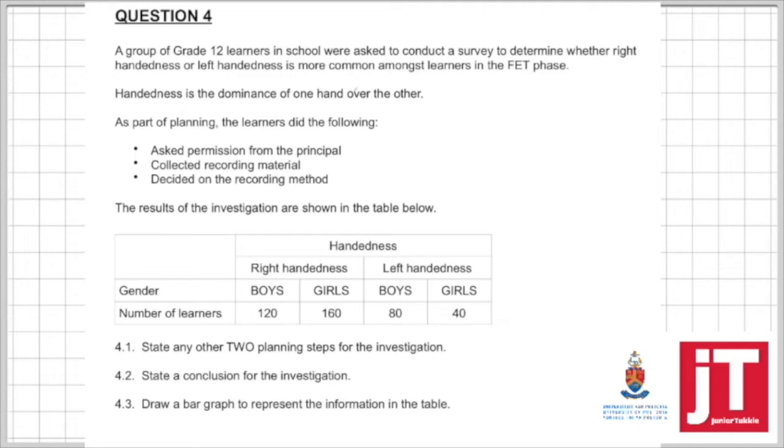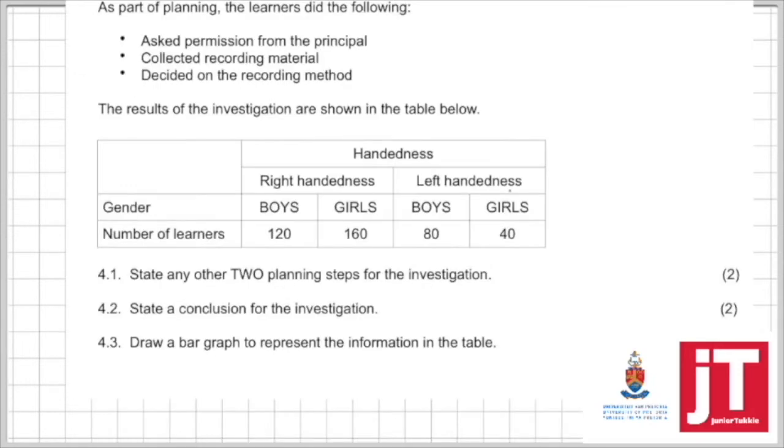Right, question 4.1. State any other 2 planning steps for the investigation. Right, let's go to a clearer question. Any other 2 planning steps? Other 2 planning steps, as you can see here, these are the planning steps. So we must have answers that don't include what is already stated. Now this question is only for 2 marks.